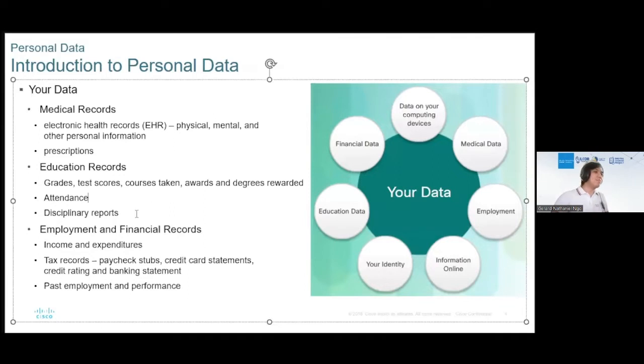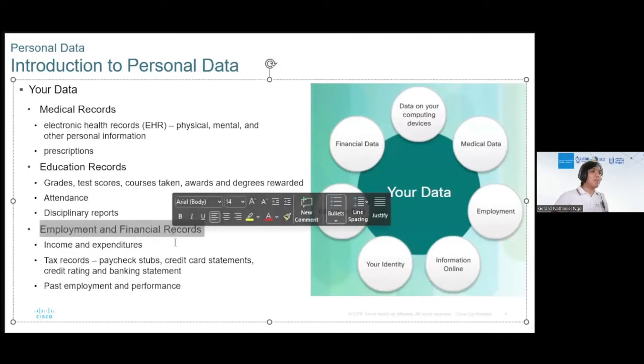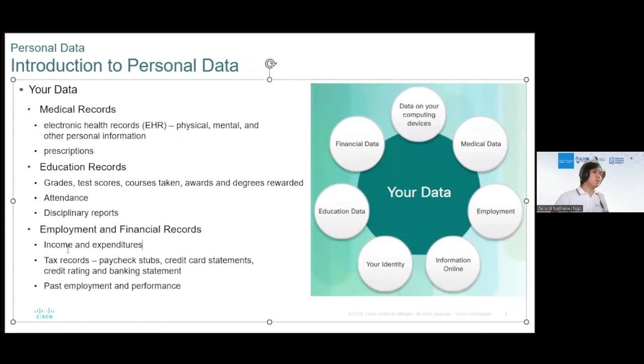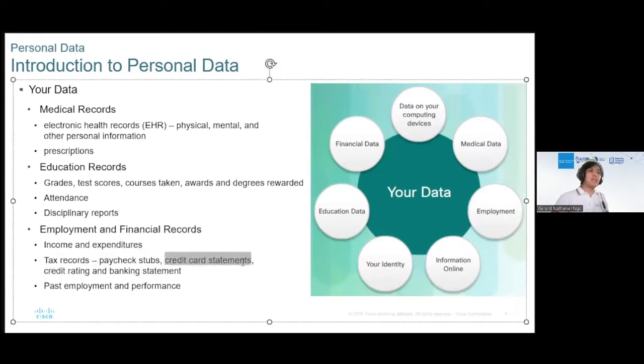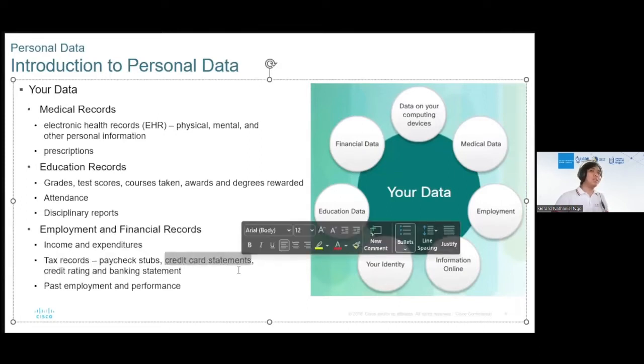Okay. So employment and financial records are very obvious. Things like your income, your expenditures. You could be targeted just because you have a huge amount of income and then you flash it everywhere. Your tax records, paycheck stubs, especially credit card statements, they could get just enough information to open another account or just enough information to use your credit card without even physically holding the card itself.